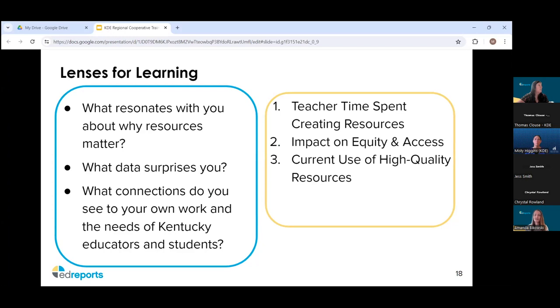And so with that, we'd like to ask you to set your own lenses for learning of what you're listening for and what you're thinking about as we go through this data. As you're listening, if you could reflect on, and again, feel free to jot in your note catcher, what about this data really resonates with you when you think about why instructional resources matter? Is there any data that's especially surprising to you? And what connections do you see to your own work and to the needs of Kentucky students and Kentucky educators?